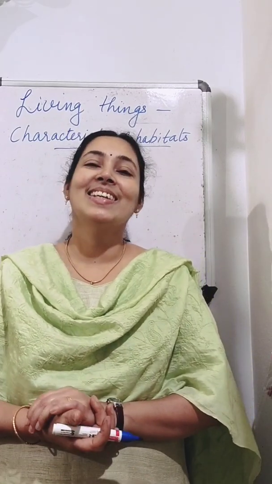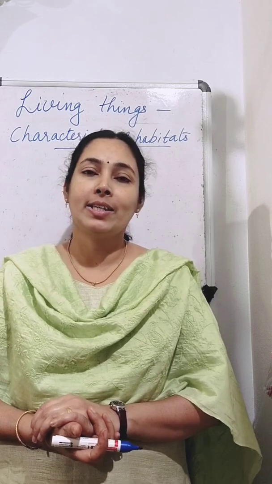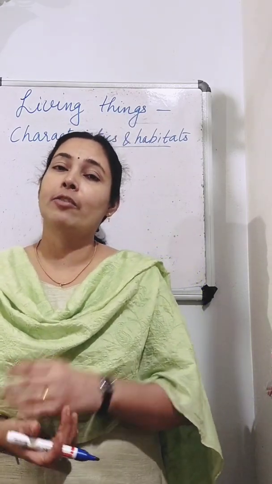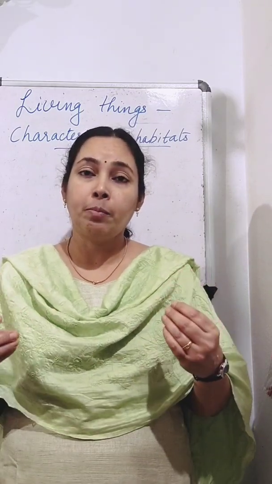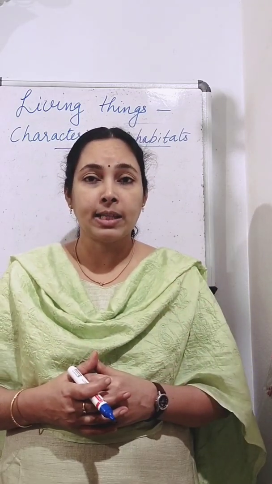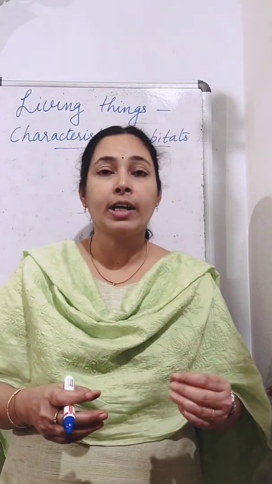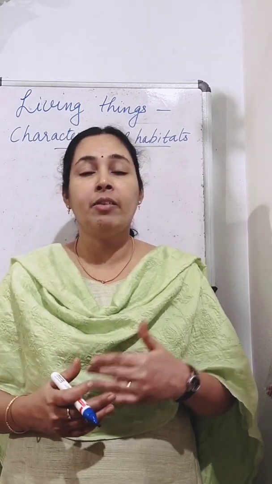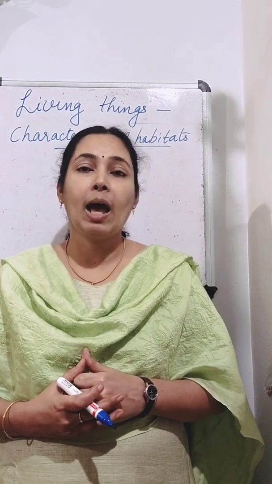Hi students. So in last class we were discussing adaptations and habitats. We were discussing the adaptations of camels and fish and all. Then we saw that habitat means the place where animals and plants are living. If they are living in water, that habitat is called aquatic habitat, and if they are living on land, we can call that habitat terrestrial habitat.